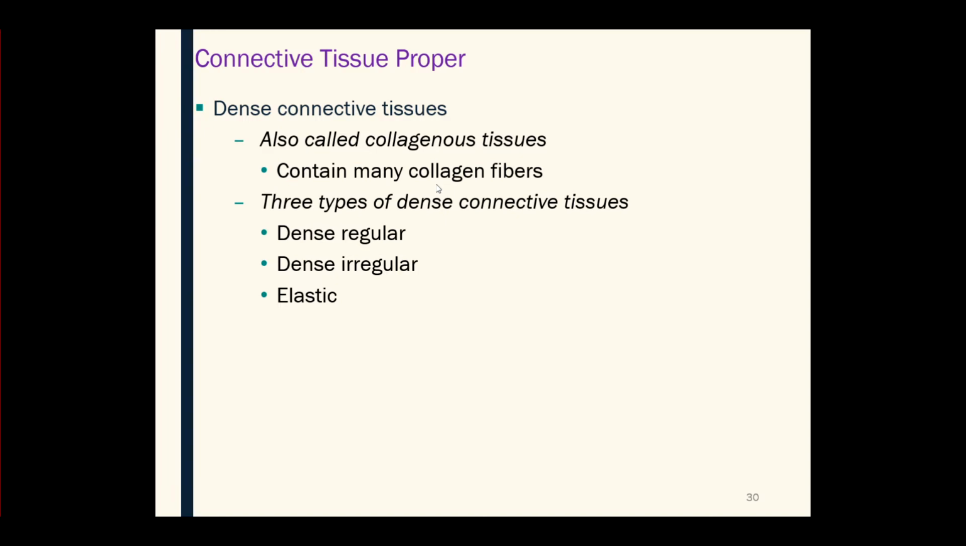The three types of dense connective tissue we're going to look at now, guys, are dense regular connective tissue, dense irregular connective tissue, and elastic connective tissue. All right, so these are the three types of dense connective tissue making up connective tissue proper.